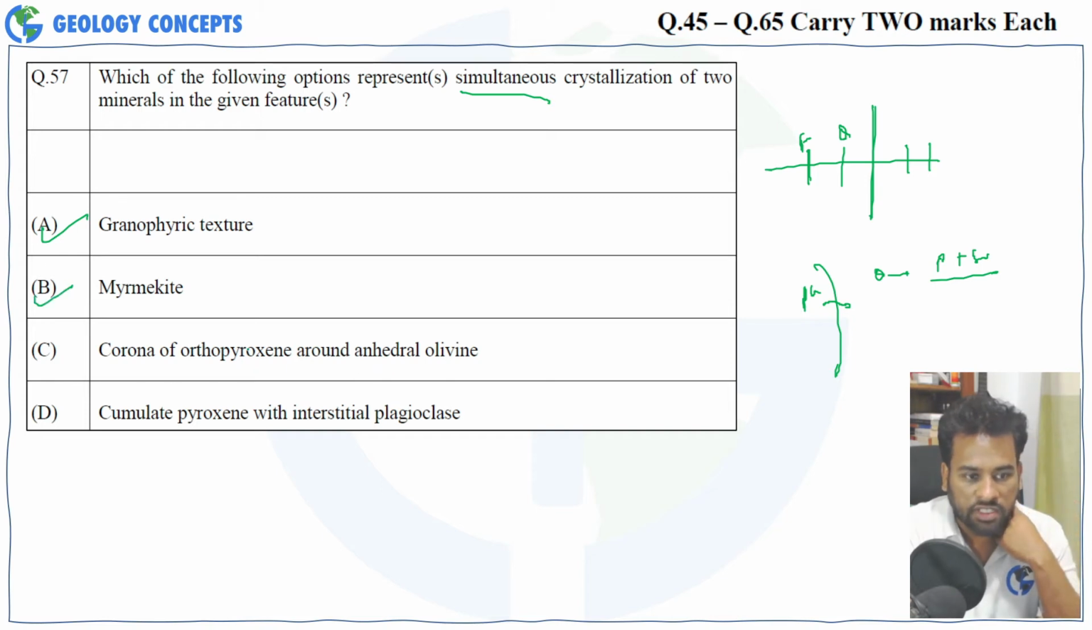Corona of orthopyroxene, this is wrong. Cumulate pyroxene, this is also wrong because pyroxene will not form simultaneously. So A and B are correct.